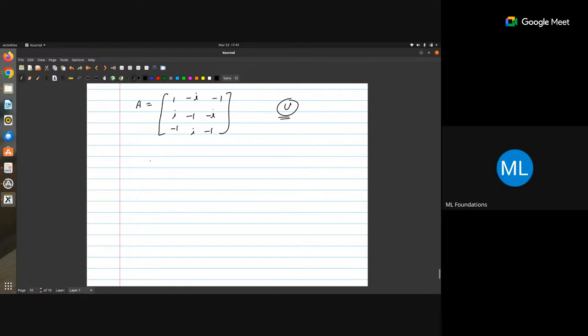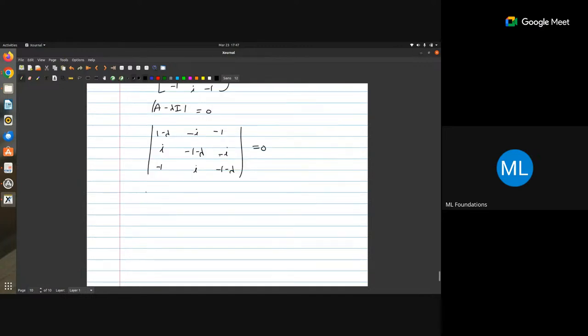So I'll write down A minus lambda I equals 0, and this determinant we have to solve. Generally, 1 minus lambda, minus i, minus 1; i, minus 1 minus lambda, minus i; minus 1, i, minus 1 minus lambda, equals 0. You can also solve along with me, so that if any calculation mistake happens, we'll rectify it. Minus 1 minus lambda, minus of i square, right? So it is plus i square, which becomes minus 1, and this will be plus i.